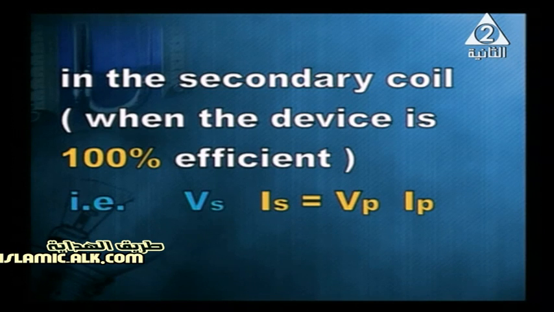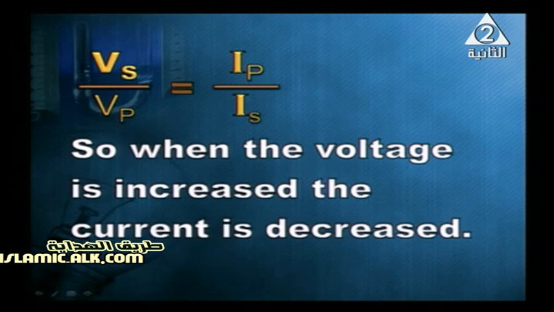So we can say VSIS is equal to VPIP. So Vs over Vp is equal to Ip over Is. We've got an inverse relation. So when the voltage is increased, the current is decreased.